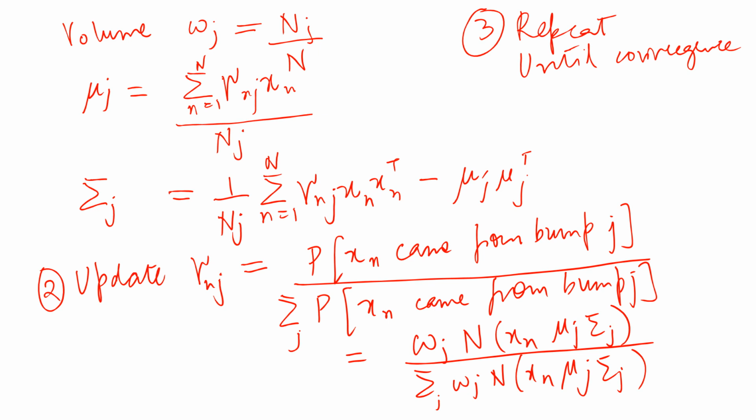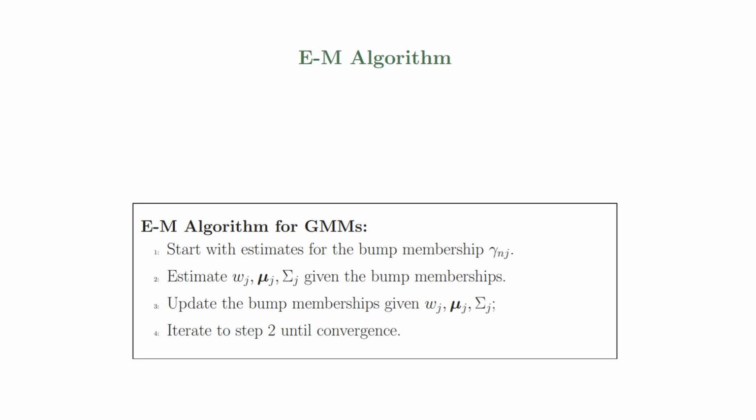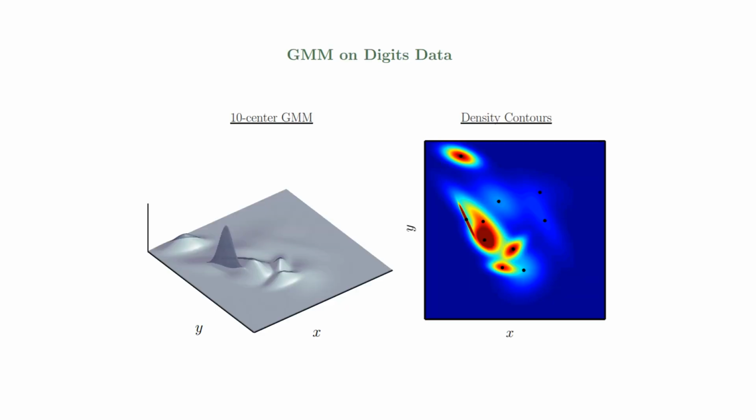All right, so let's look at this in action. I have this written down in terms of more logical steps, taken from the book. This is the EM algorithm, or the expectation maximization algorithm, for GMMs. Start with the estimates of the bump membership, then calculate the w's, the mu's, the sigmas, and given those, update the bump membership and keep iterating until convergence. It's as simple as that. Now, as I said, we have to look at this in action. Here it is in action.